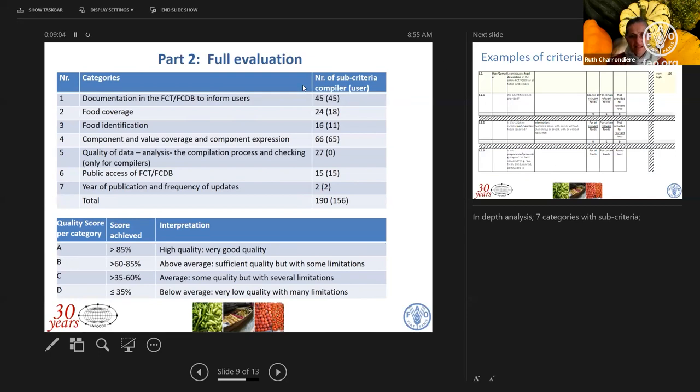And here on the right-hand side, you can see the number of questions that we have in each of the categories. So it ranges really from only few to quite a number, 66 for the compiler, or 65 for the users. And as I said before, the quality of the data has no question for users, only for the compilers. And then based on the questions and the score which is obtained, we have a quality which is A, B, C, D, which is either very high, above average, average, or below average, depending on the score achieved, the percentage of the maximum points.